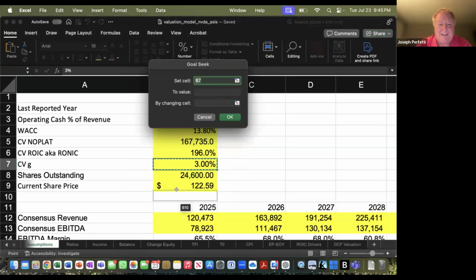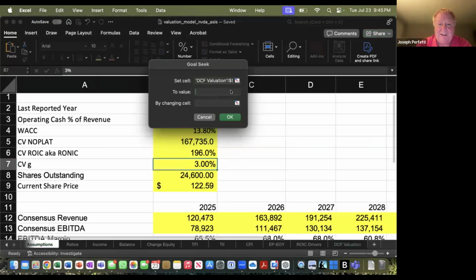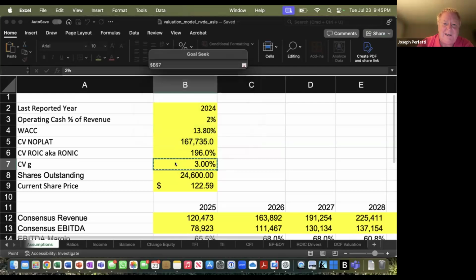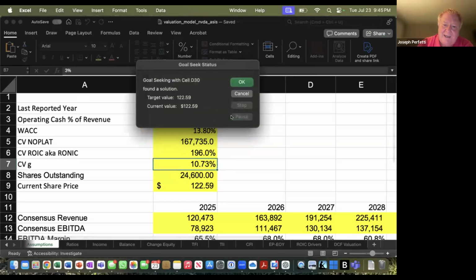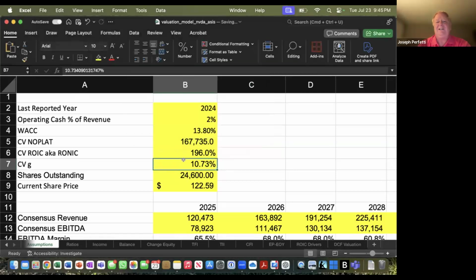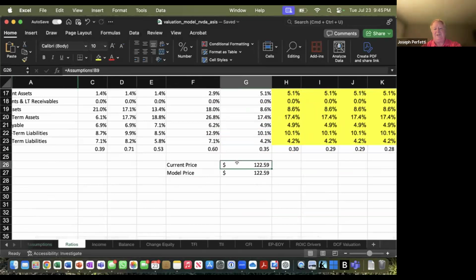So what I'm going to do is set the cell current share price, D30 off the valuation tab, to the current share price 122.59, and I'm going to tell Excel to keep changing assumptions B7 until that share price in that cell becomes 122.59. When I hit OK, the G for Nvidia is 10.73%. And at a 10.73% G, our model now has a 122.59 price.